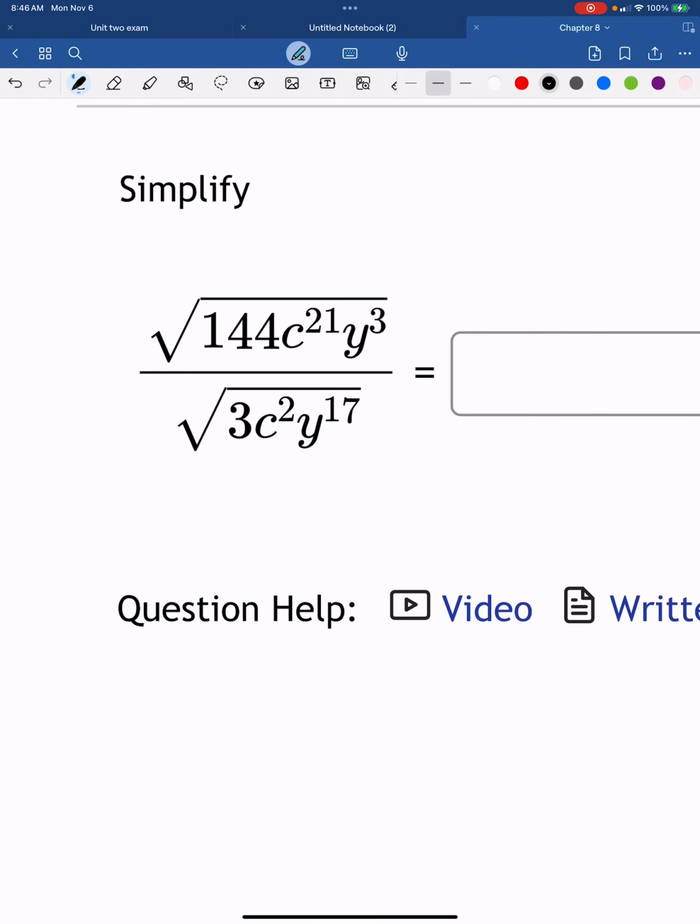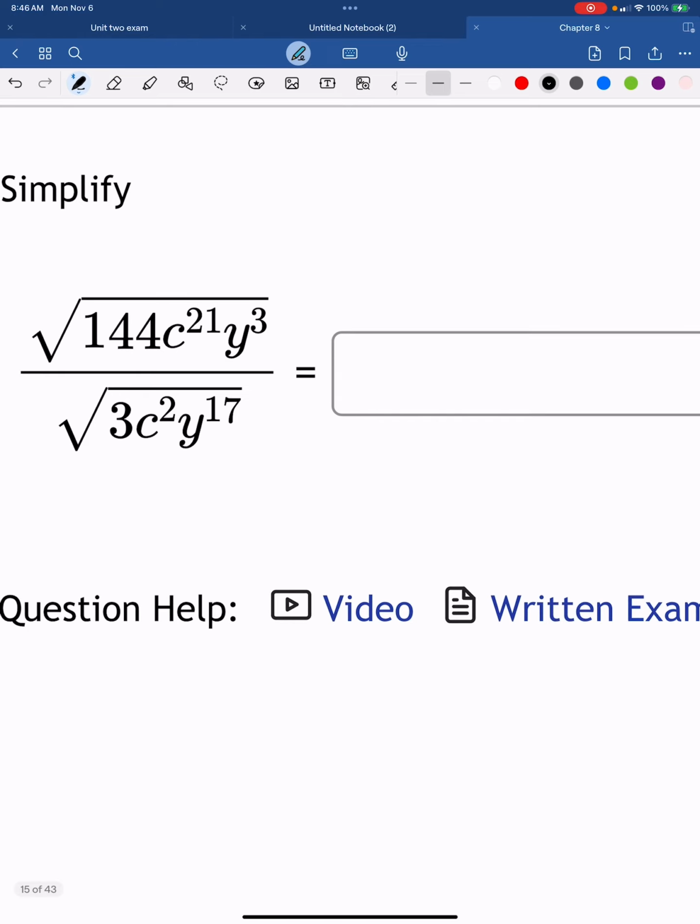When we have a square root over a square root, you can bring that into one single square root. First of all, make sure they're both square roots. And if they are, you can bring it into a fractional square root. This is 12 times 12. 21 is 10 plus 10 plus 1. Y cubed. And then this would be 16 plus 1, so this is 8 plus 8 plus 1.